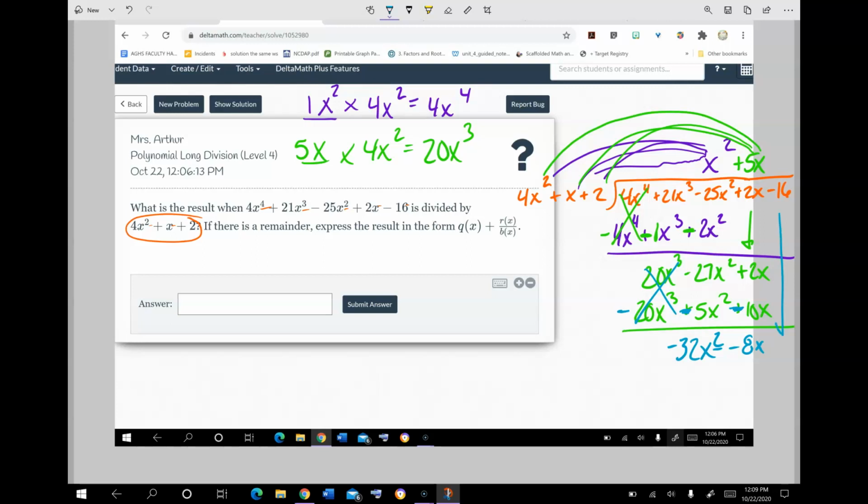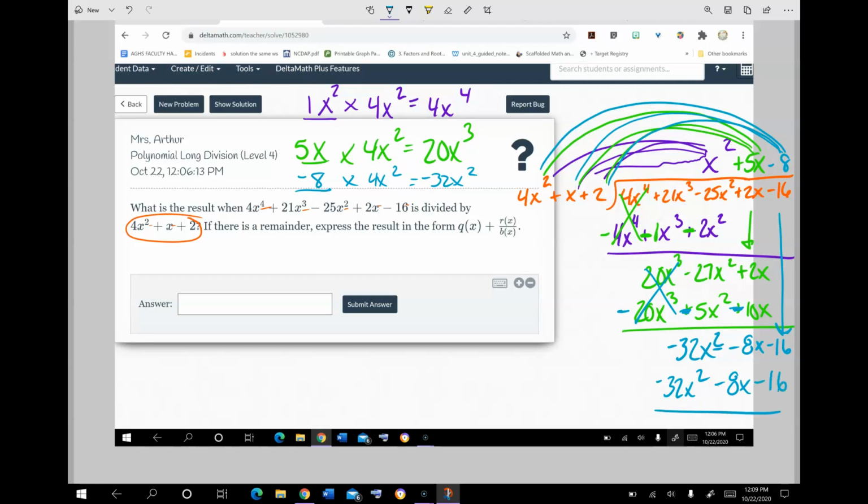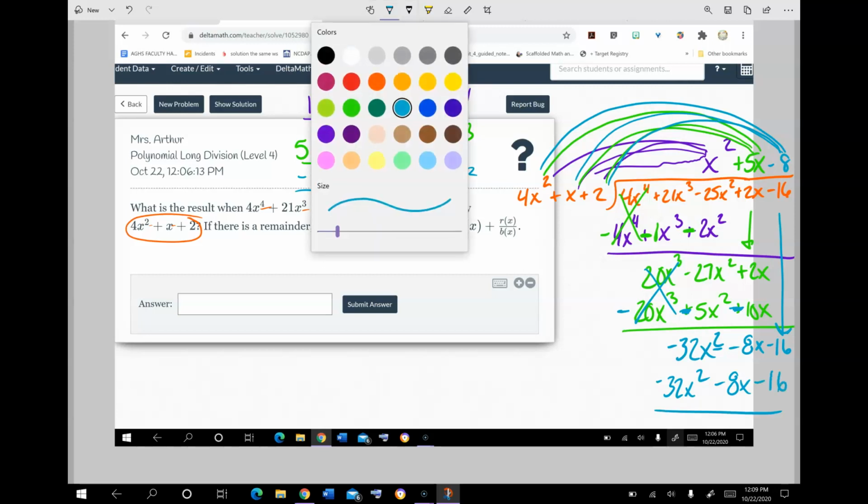Drop down the last guy, which is negative 16. So one last time, you're asking yourself, what times 4x squared gives me negative 32x squared? Well, that's going to be negative 8. So we're going to put a minus 8. Distribute him. Negative 8 times 4x squared is negative 32x squared. Negative 8 times x is negative 8x. Negative 8 times 2 is negative 16. Draw your line. Change your signs.